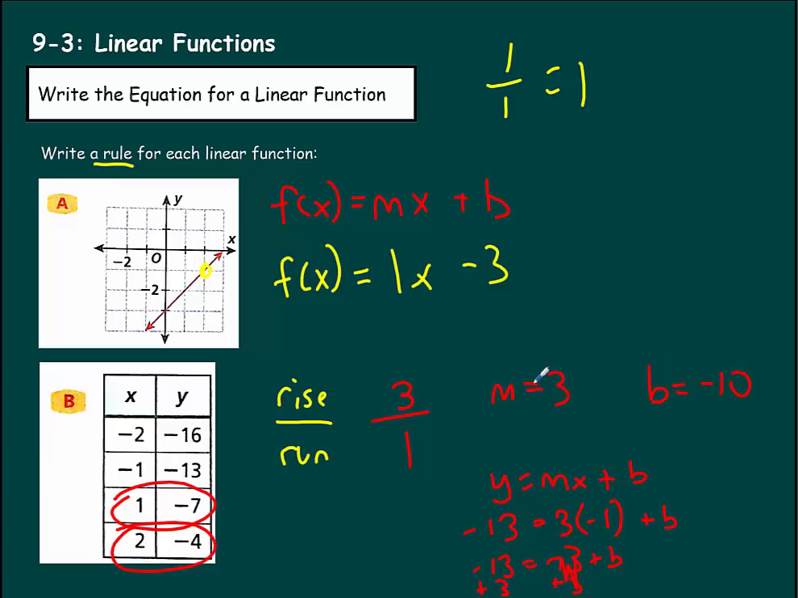So now we can write our function. Here's our slope, here's our y-intercept. Let's write that out. f of x equals the slope, which is 3, times x, plus the y-intercept, plus negative 10, or just minus 10.